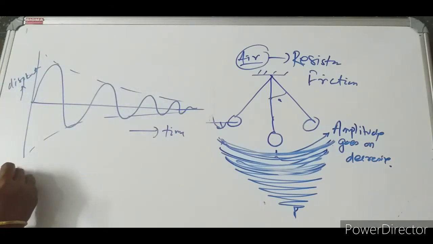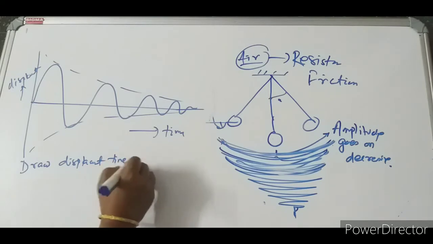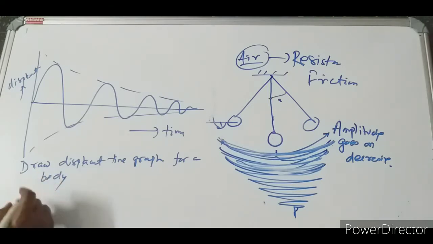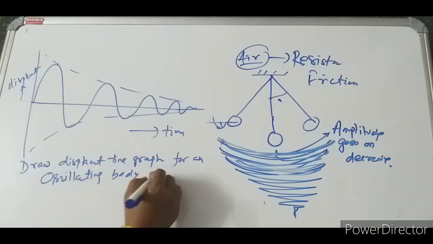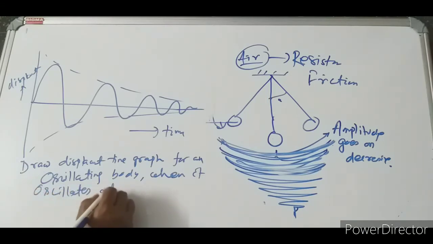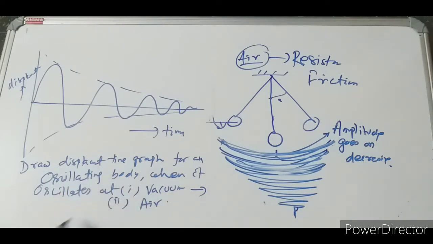So the question for us: draw the displacement time graph for an oscillating body when it oscillates in vacuum and in air. This is the common question asked. This is important.